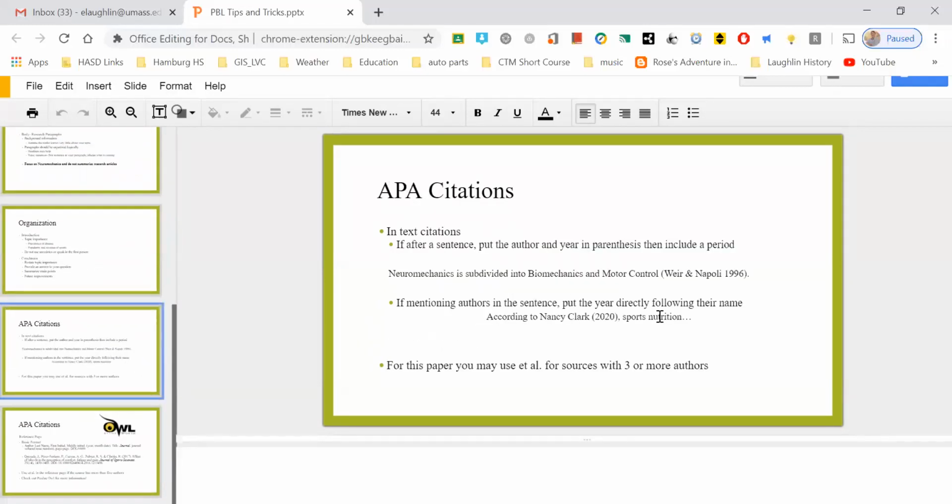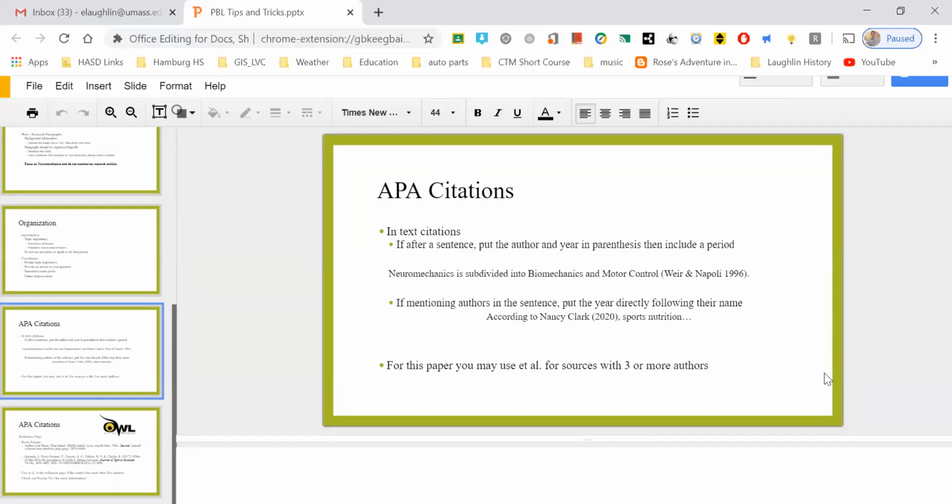Okay, so citations. APA and citations can be a little bit tricky and a little bit messy, but they're important nonetheless. So in-text citations, which are a little bit easier, include, if you're including an in-text citation after a sentence, put the author and the year in parentheses directly after your sentence, and then put a period after that source.